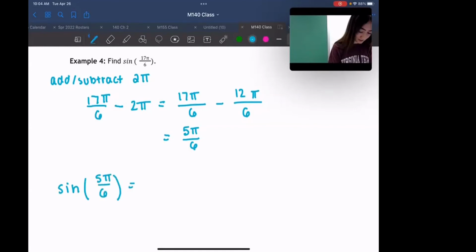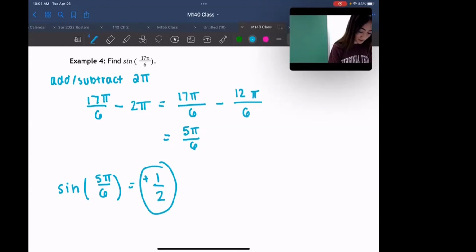Taking a look at your unit circle, the reference angle is pi over 6. What is the sine of pi over 6? One half. Good. It's the y value, so you just look at pi over 6 and the y value should be 1/2. Now, 5 pi over 6, what quadrant is that in? 2. And is sine positive or negative there? Positive. Good. So this is positive 1/2, and that's our answer. That's all you have to do.